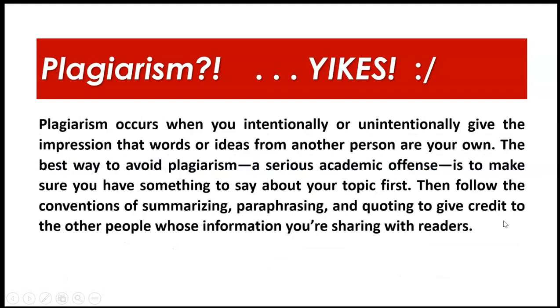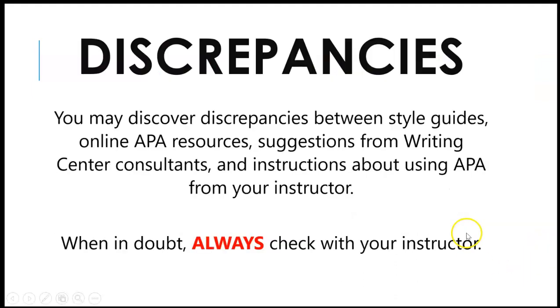Nice. Okay, some of you are worried about plagiarism. Plagiarism occurs when you intentionally or unintentionally give the impression that words or ideas from another person are your own. The best way to avoid plagiarism, which is a serious academic offense, is to make sure that you, the student, the bright critical thinker, have something to say about your topic first, then follow the conventions of summarizing, paraphrasing, and quoting to give credit to the other people whose information you're sharing with readers. Great. This is very important.